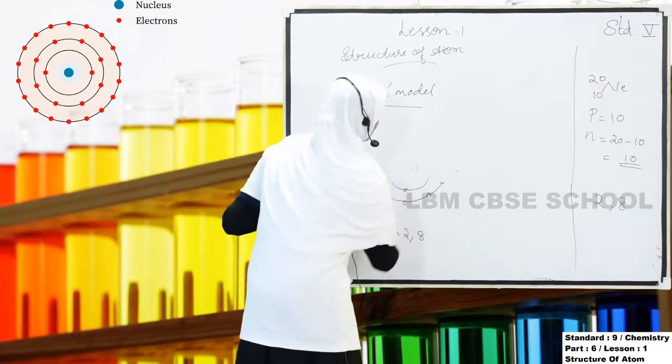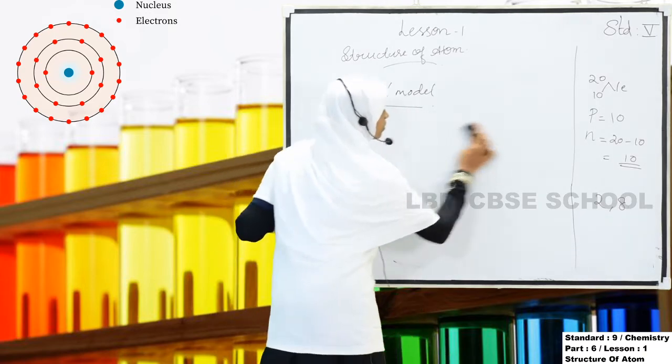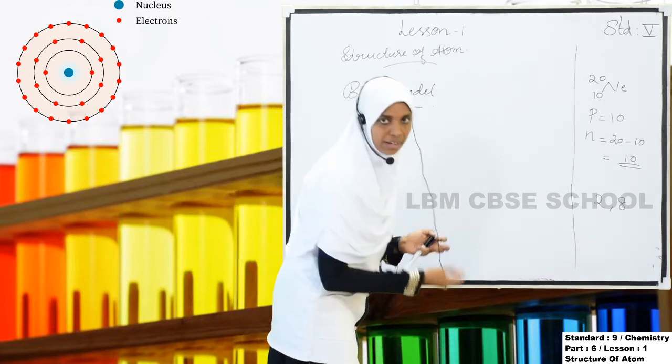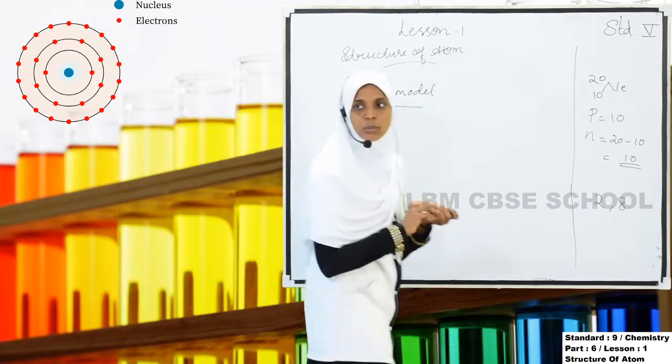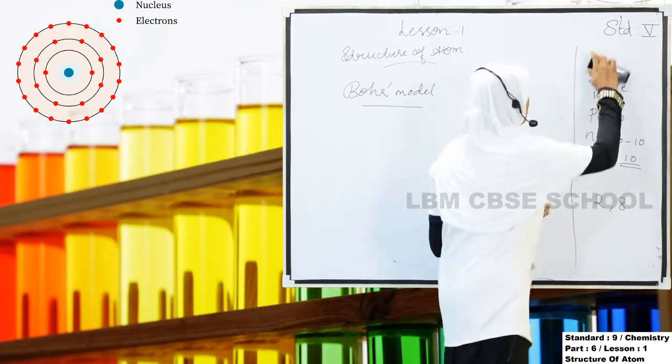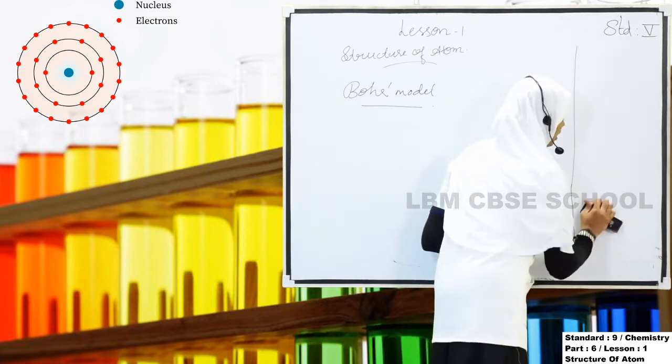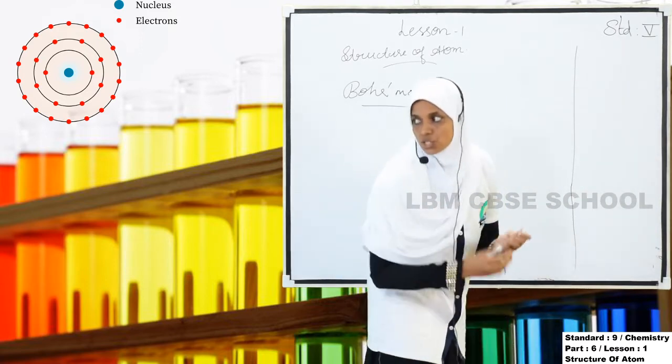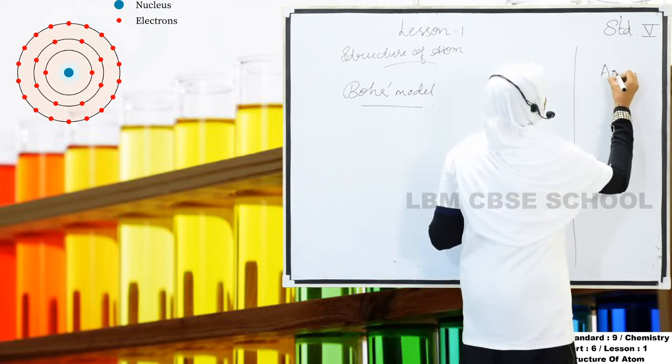We can check another example also. The example is argon. What is the atomic number of argon? The atomic number of argon is 18.